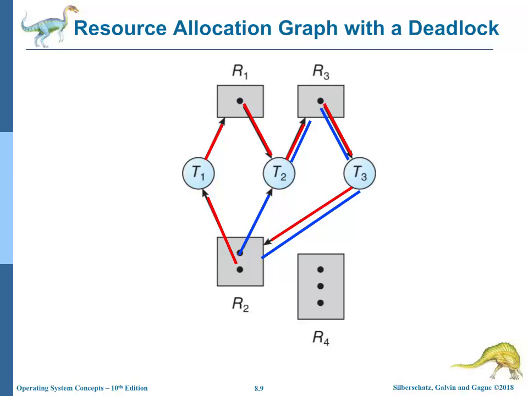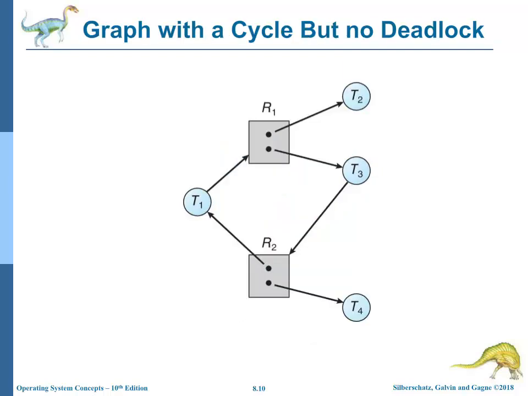In addition, T1 is waiting for thread T2 to release R1. In this resource allocation graph, there is also a cycle, T1 to R1 to T3 to R2 to T1. However, there is no deadlock.